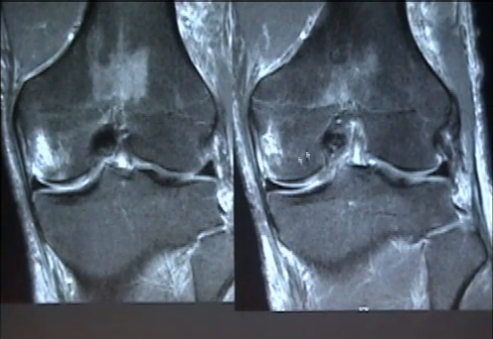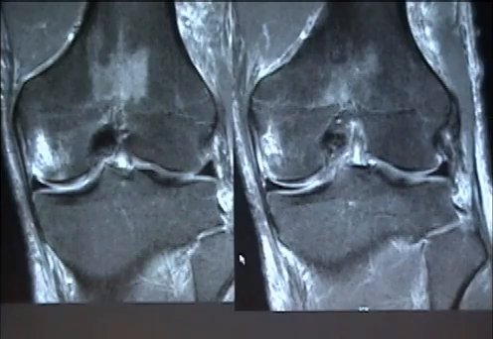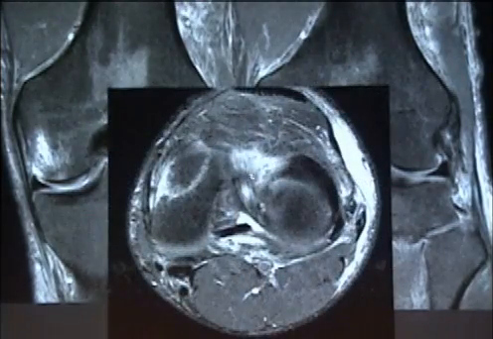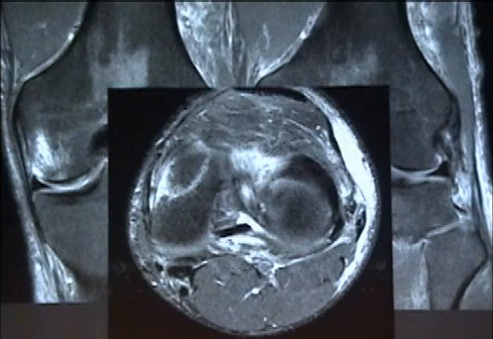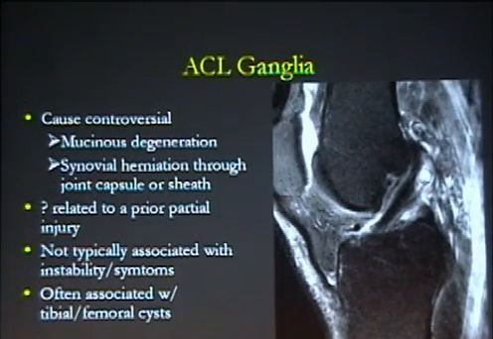Those findings in the setting of an acute trauma are compatible with a partial ACL injury. Here we can see this edema and abnormal signal intensity in the substance of the ACL. So they can be very difficult to diagnose, and we don't know for sure because the patients are often treated conservatively if they are stable.